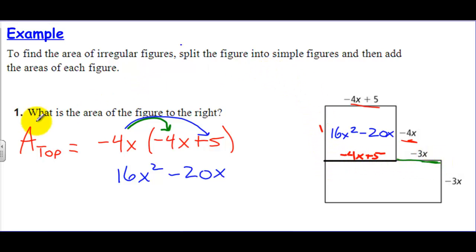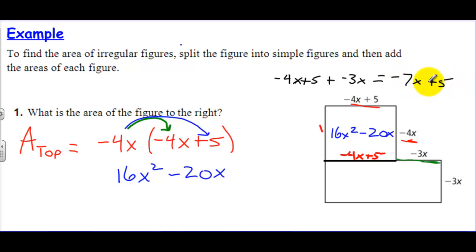So just off to the side here, I'm going to do a quick calculation. We need to do negative 4x plus 5, and add to that little chunk negative 3x, and those two together will make up that length at the top that I need. Well, it looks like this equals negative 7x plus 5.